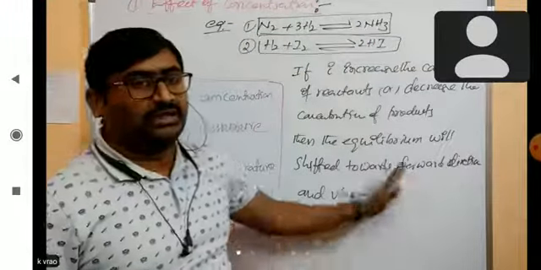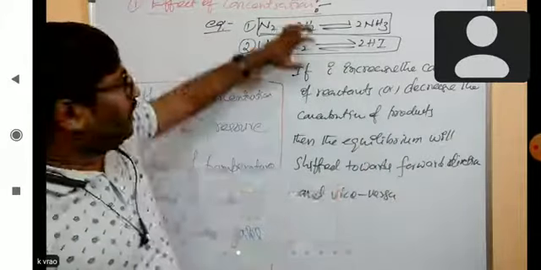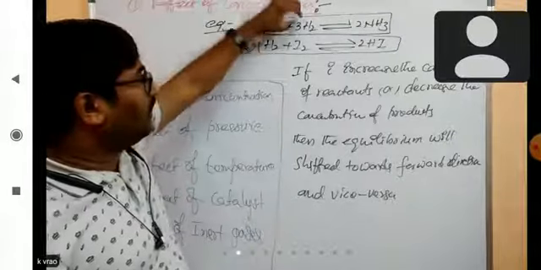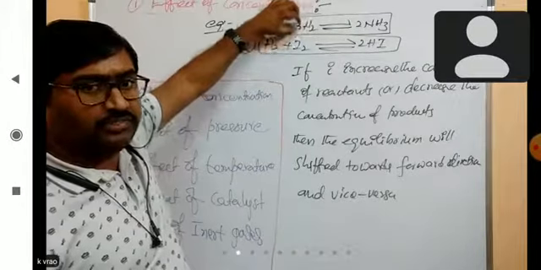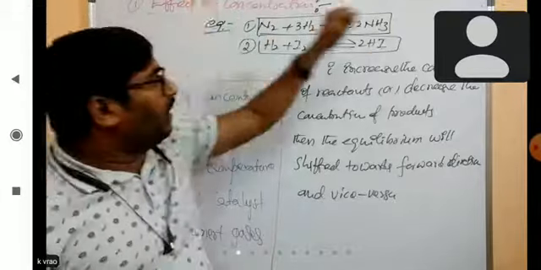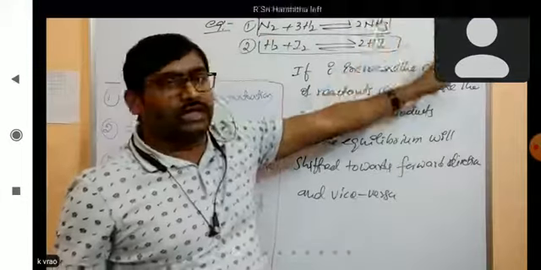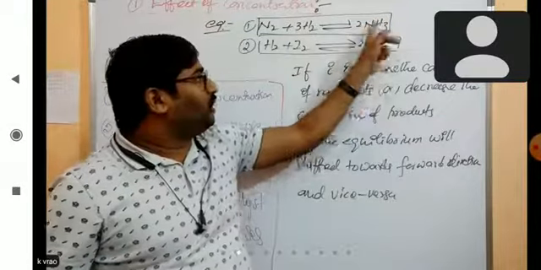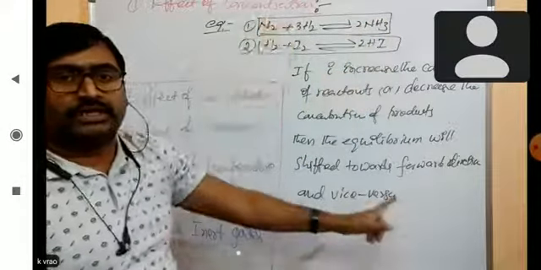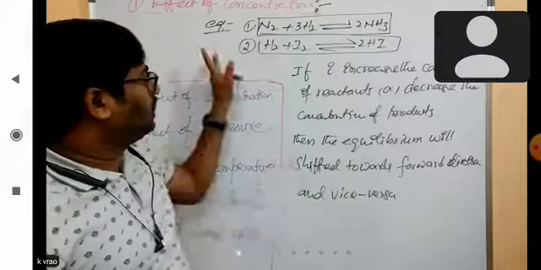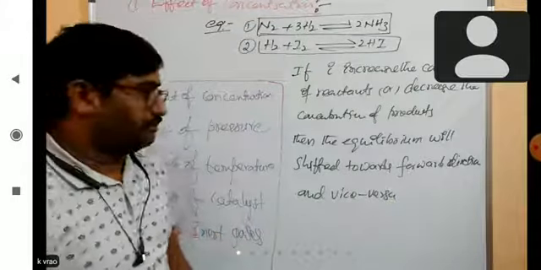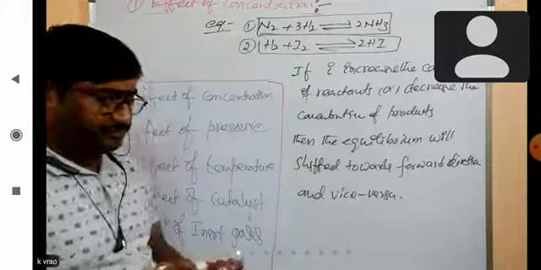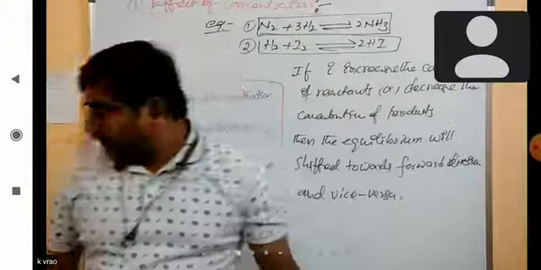Vice versa means take the opposite condition. If I remove reactants from the reaction container or decrease the reactants, and add products or increase the concentration of the products, then the reaction will shift towards the backward direction. That is the effect of concentration on equilibrium. Got it, students?